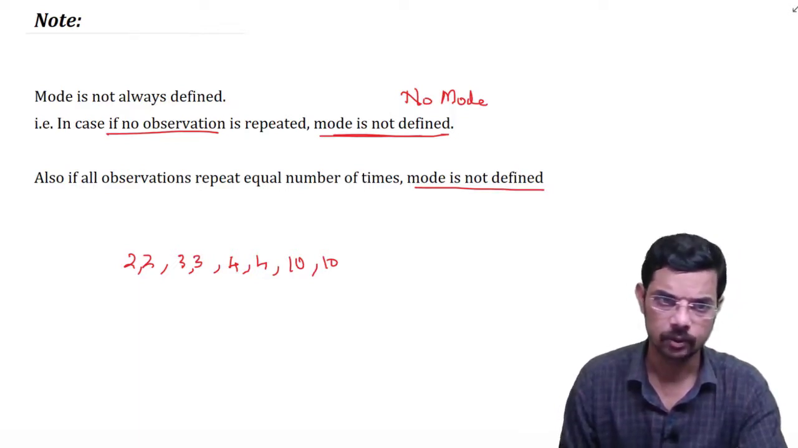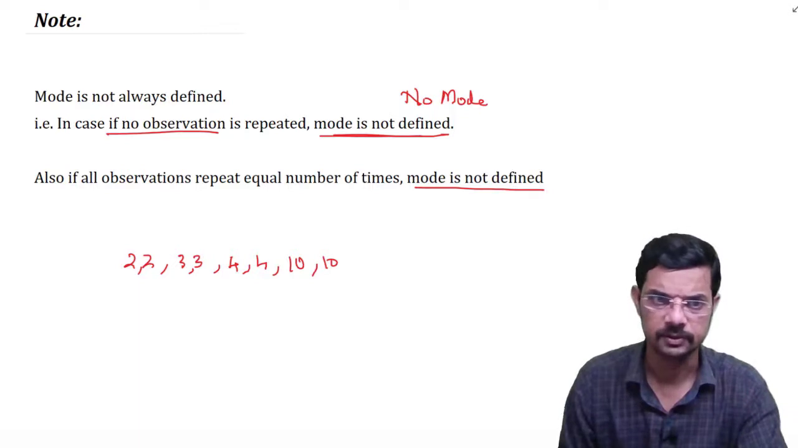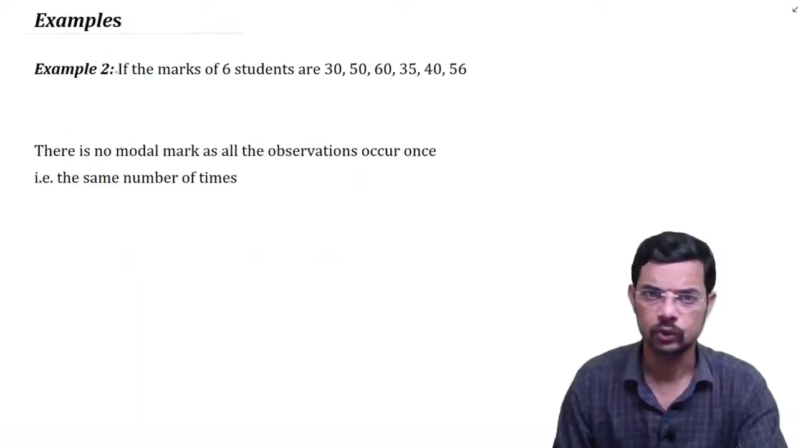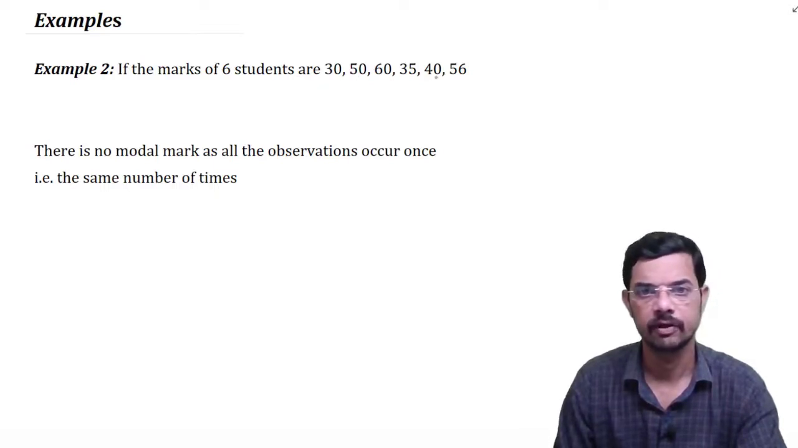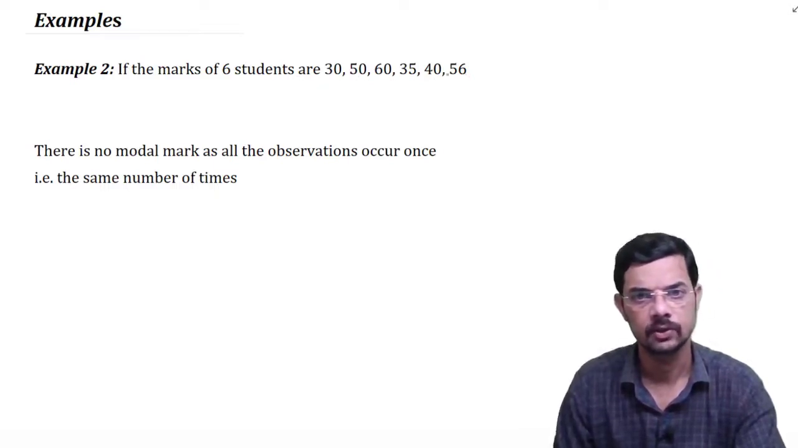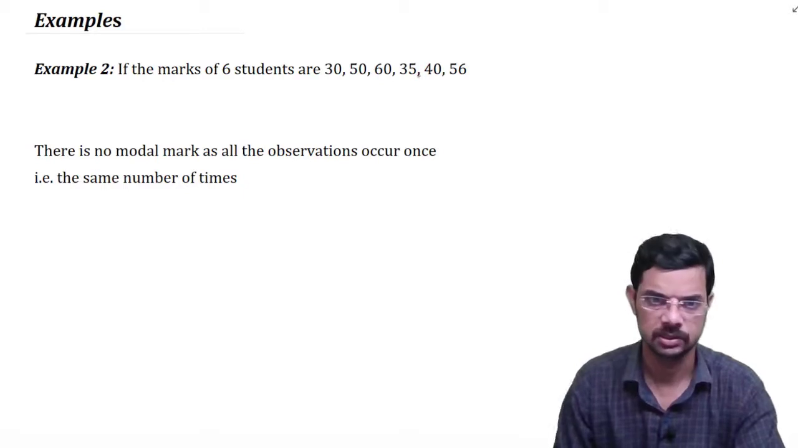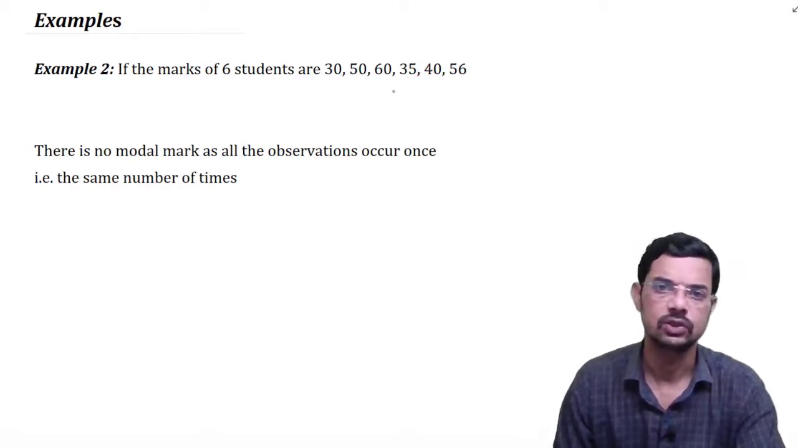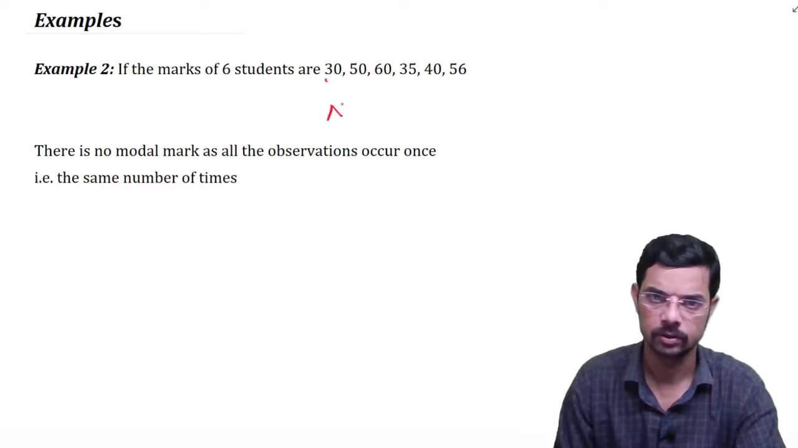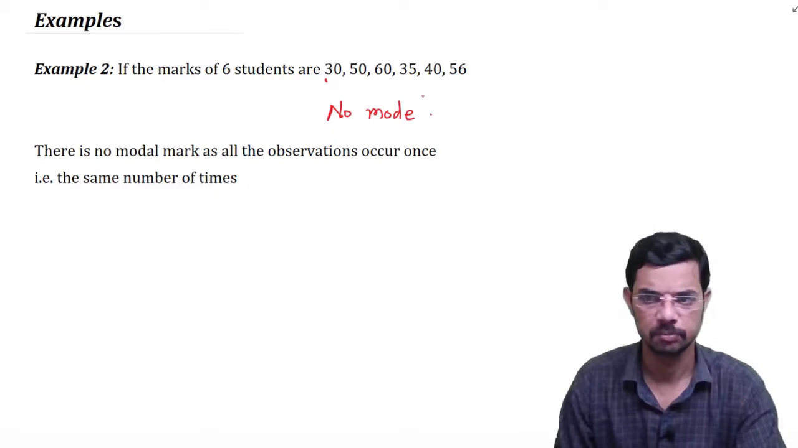Let us look at some more examples. In example 2, the marks of 6 students are 30, 50, 60, 35, 40 and 56. All students have different marks, so no particular value is repeating more than once. Therefore, there is no mode for this data. That's it, very simple.